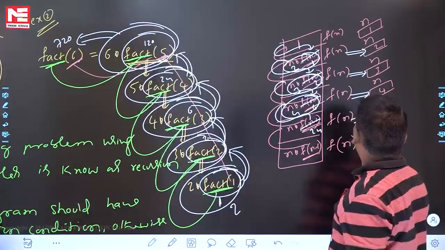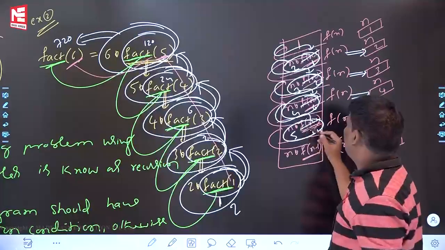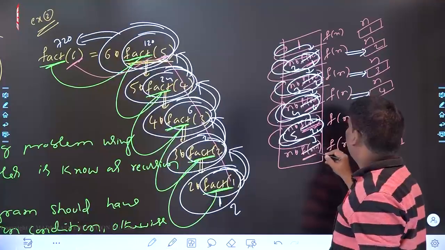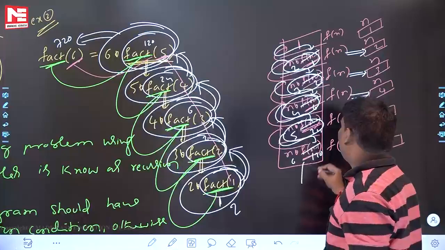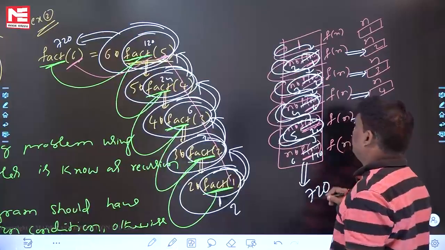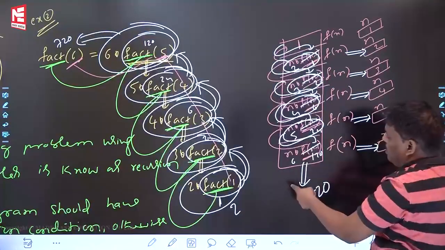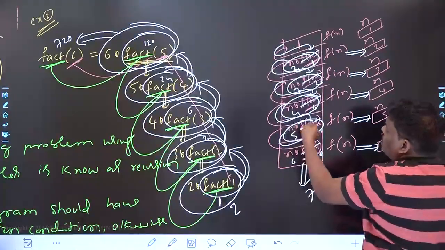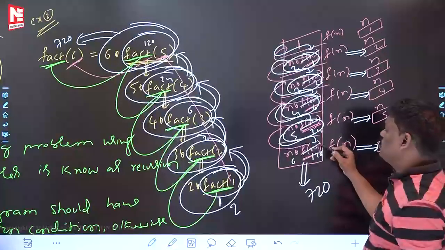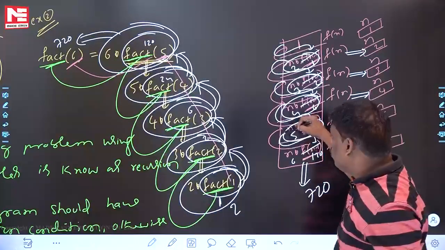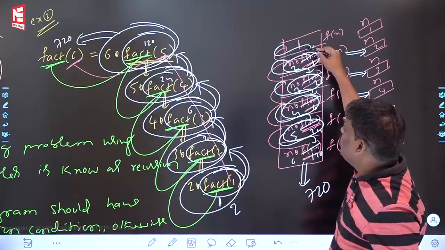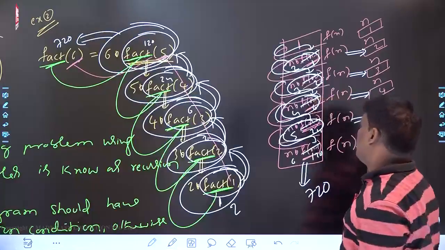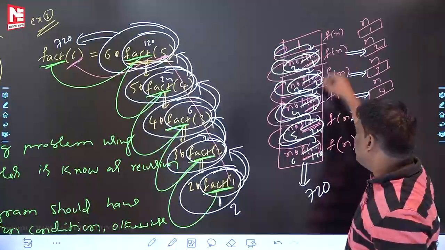What is the n value here? 5. 5 into 24. What is the answer? I think 120. What is the n value in this? 6. 6 into 120, 720. Like that it will come. All the white color things are coming back. All the red color things are going further, that is the push operation. All the white color things are going down, that means pop operation. So this is the stack data structure you are using.